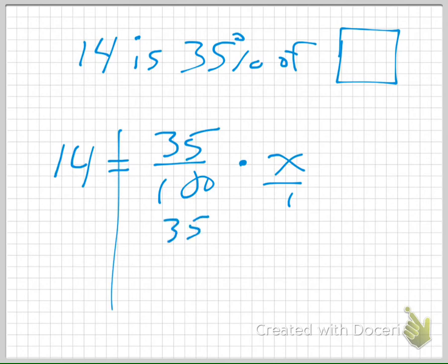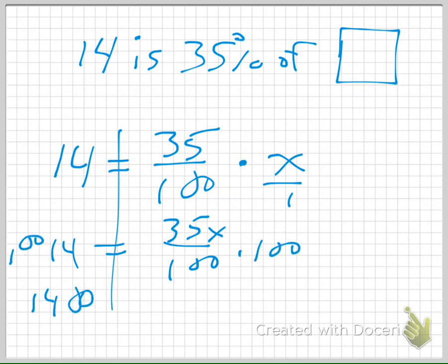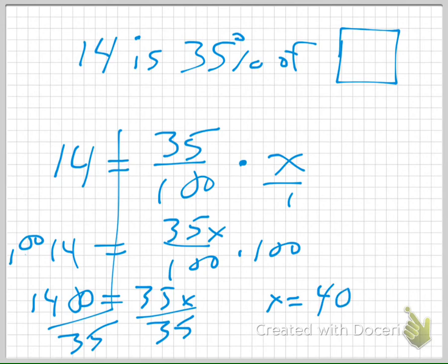35x over 100 equals 14. Multiply by 100, multiply by 100. 1400 equals 35x. Divide by 35, divide by 35. X equals 40. And it's just 40, right? It's just the number 40. Does that make sense? There's lots of ways to solve this. I'm not going to show you each one. I don't want to confuse you, but this is what I would do.